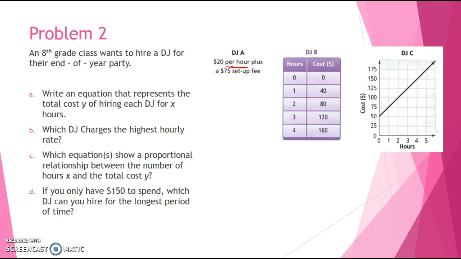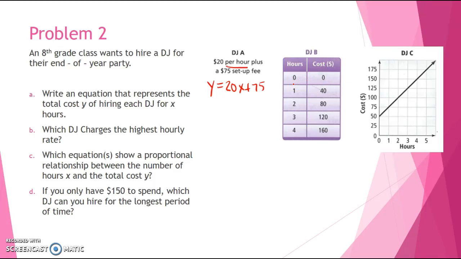If we go back to what we know from Chapter 2, when we were writing equations, the only difference is we're not given how much we spent in order to find hours. We don't know, so that's our y. I don't know how much I've spent, but I do know that it is $20 per hour, which means I'm going to multiply, so 20x plus $75. So even if he's just there to set up and then ends up going away, you're still going to pay him $75. For DJ B, here we have the point 0, right?